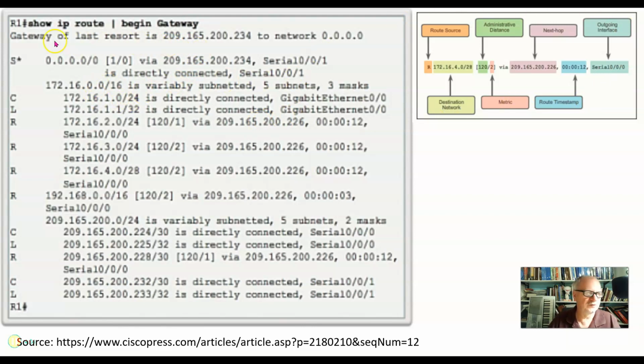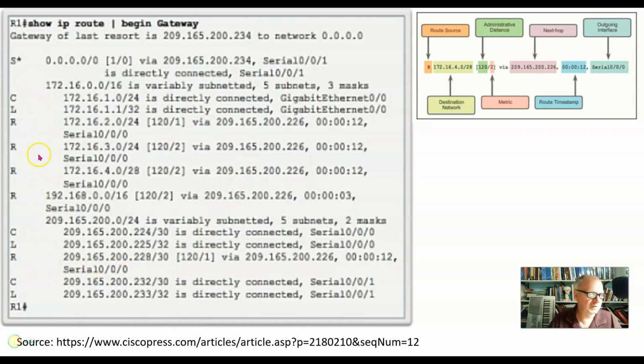Now, what about this thing up here? Gateway of last resort is 209.165.200.234 to network 0.0.0.0. What's that about? Well, we're going to get into the gateway of last resort in another video. I'm going to save that one and talk about it later. So I think I'll just skip over that now, but I will tell you as much as to say this is the same as a default gateway for a PC, for example, or for a switch or whatever.